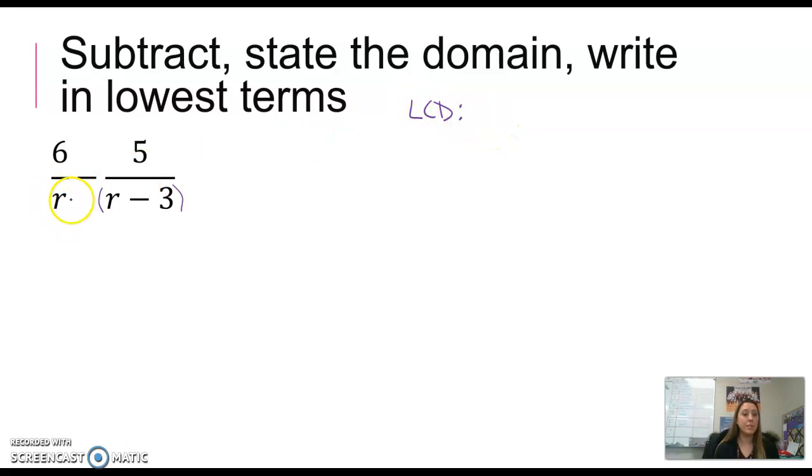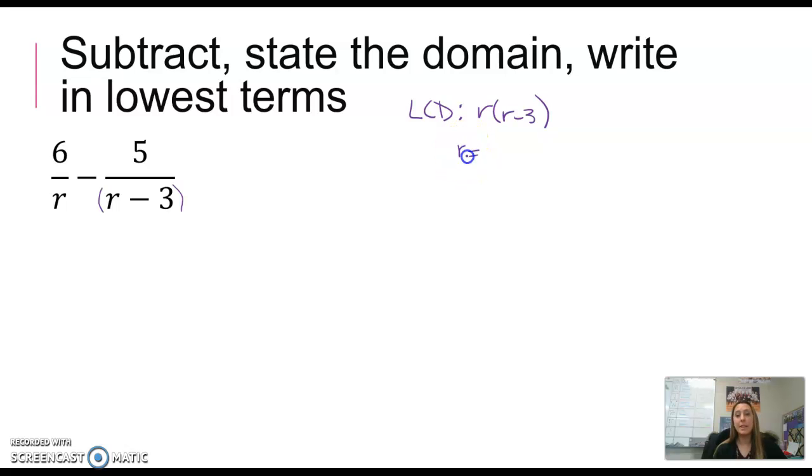And that's where we start here. Well, I'm going to need at least an r, because we're going to need at least whatever's in that first denominator, maybe some extra. So I'm going to put r, and then I'm going to go here. And a lot of students think that it's just missing the minus 3, but it's not. It's missing the whole thing. I cannot separate those. So I'm missing an r minus 3. So then now I have my lowest common denominator, which is r times r minus 3.